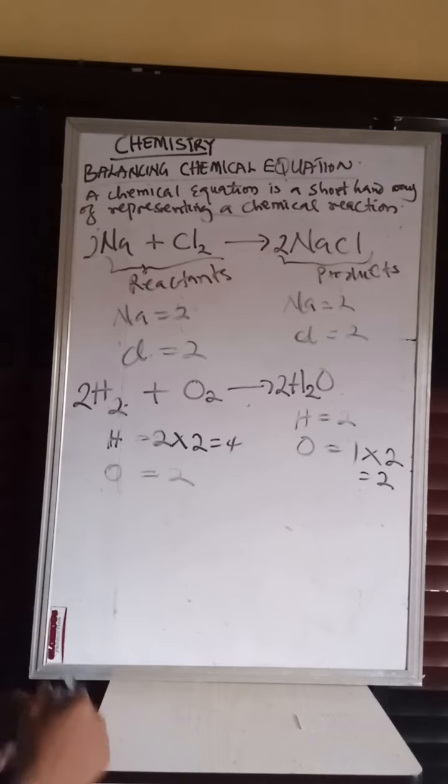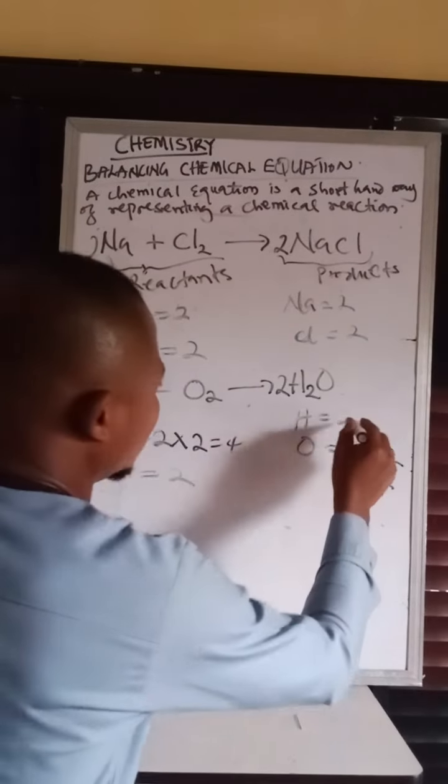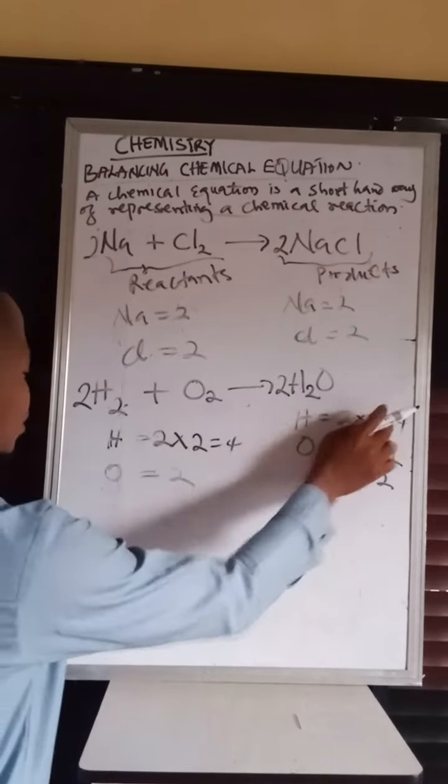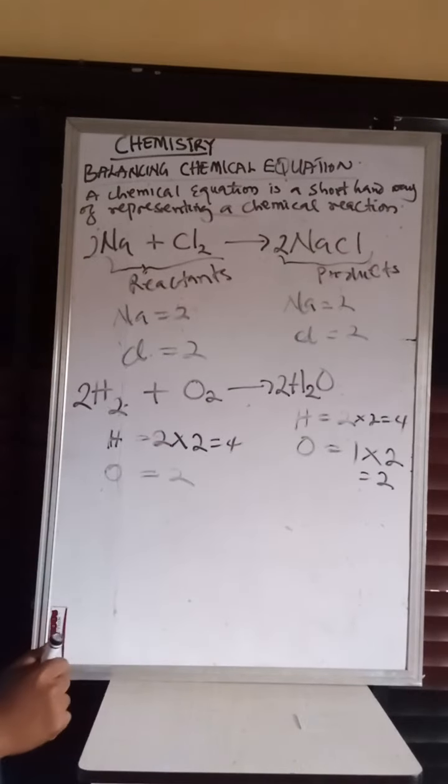So by this, let's do an atom check. Now we have 2 times 2 is 4. 4 over here. 2 here times 2 is already equals to 4. So we have 4 hydrogen, 4 hydrogen, 2 oxygen, 2 oxygen, and the equation is what? Balanced. Now what happens? Let's look at another example.